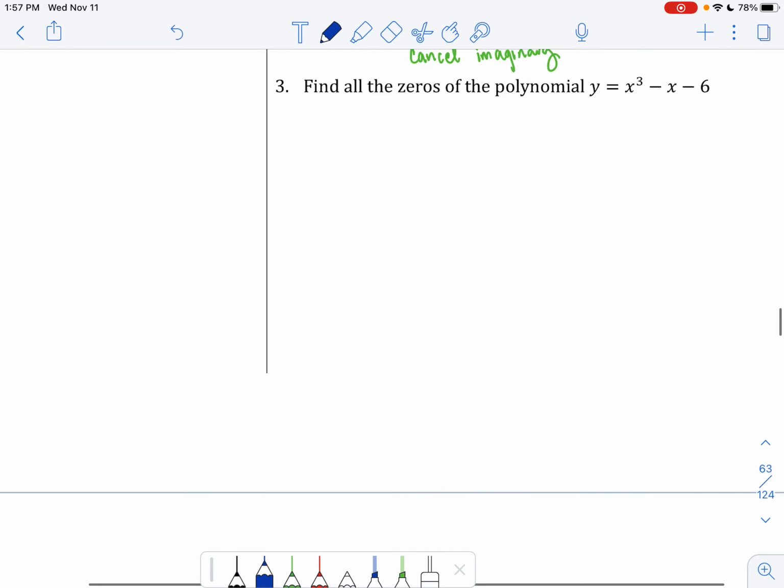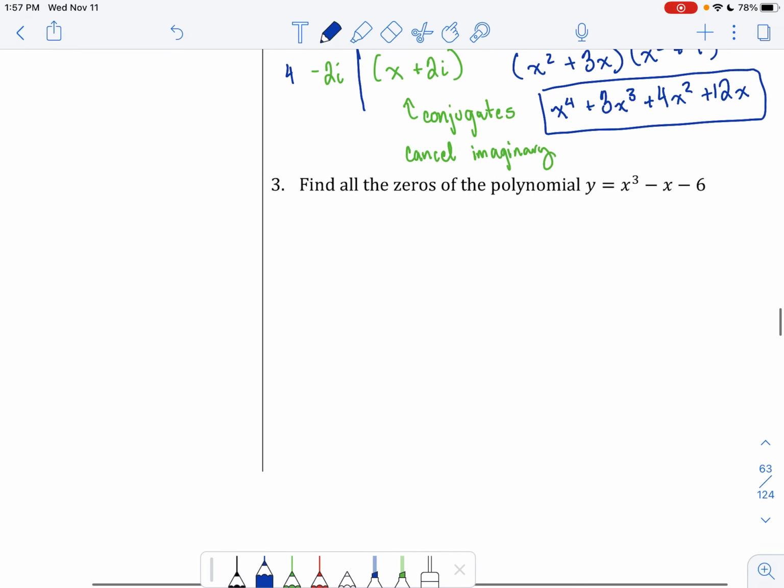We're also going to do one last problem. Find all the zeros for y equals x to the 3rd minus x minus 6. This is going to be really similar to finding the real zeros, except for we might end up with imaginary. So if you remember from previous lessons, the first thing that we're going to do is list our possible rational roots and then see which ones equal 0.